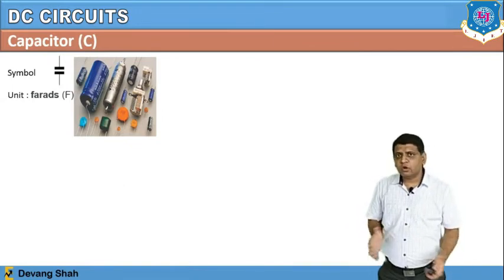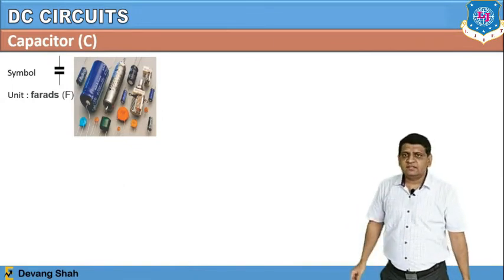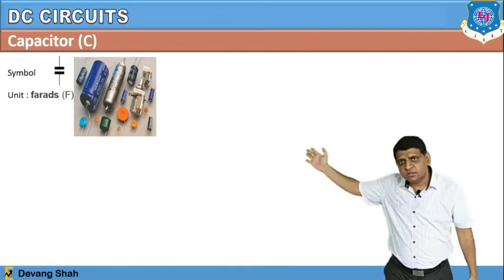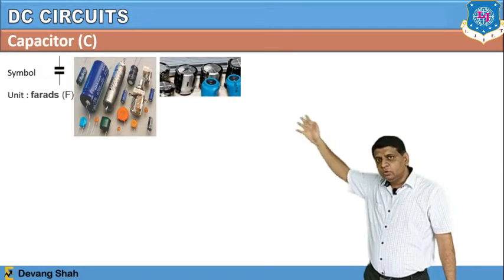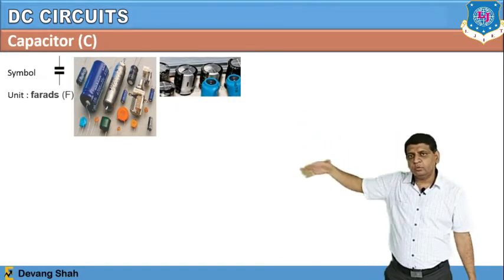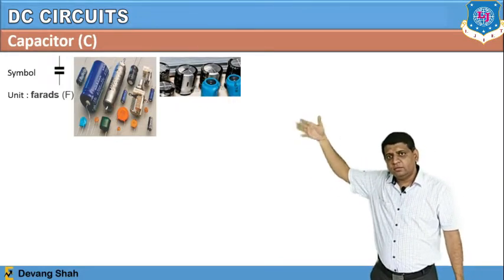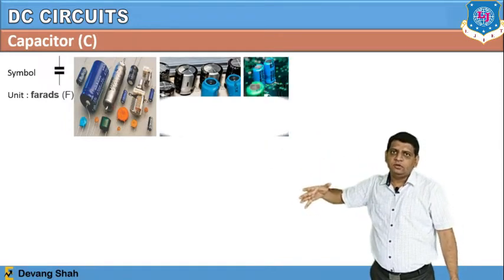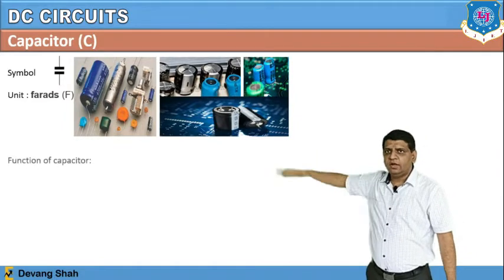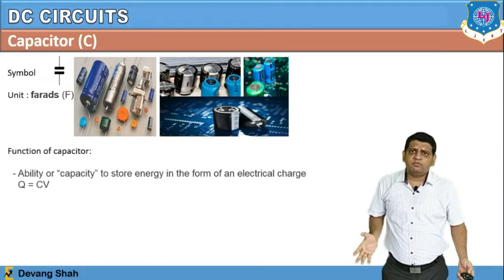Now let's say we have had enough talk about the resistance. Now let us discuss the capacitor. This is the symbol of a capacitor. The unit of capacitance is the farad, right? This is how it looks when you go to the market to buy a capacitor, and if you want to use capacitors in a circuit, you can see the following images, right?